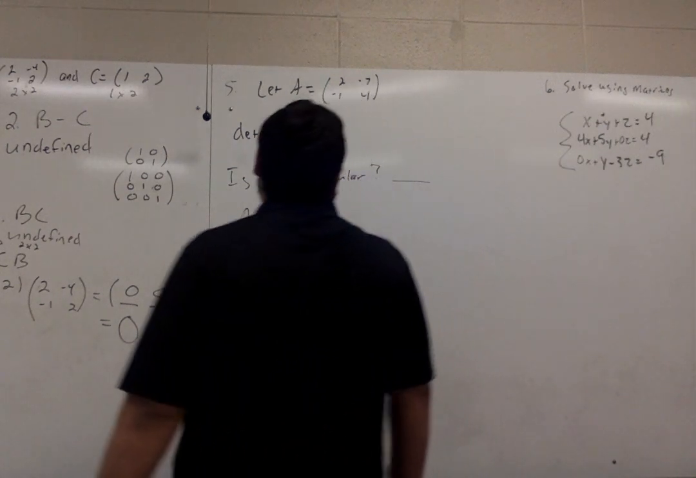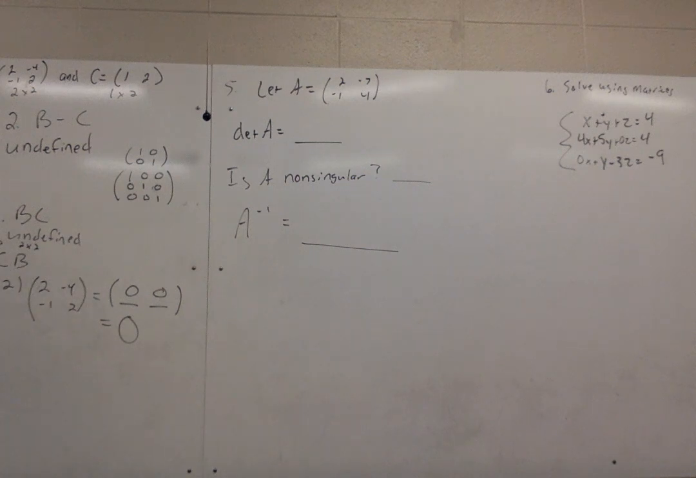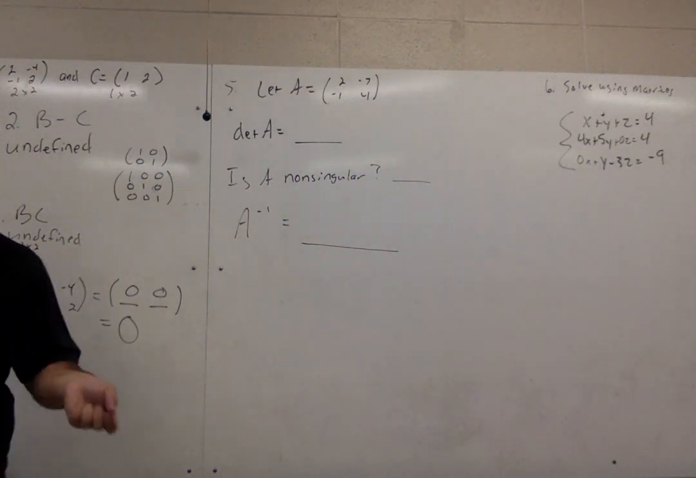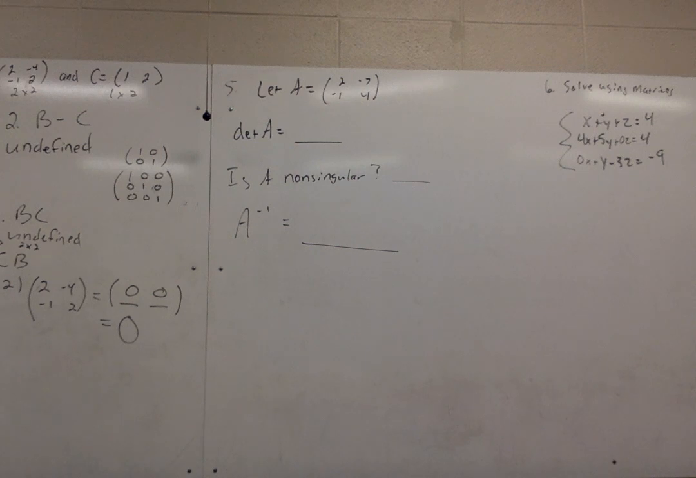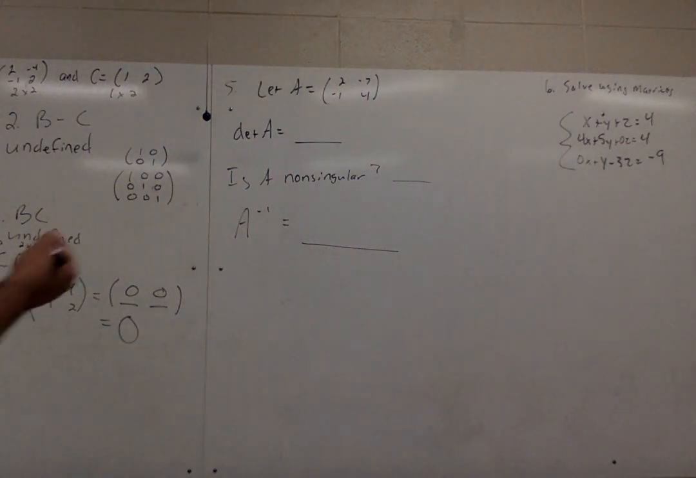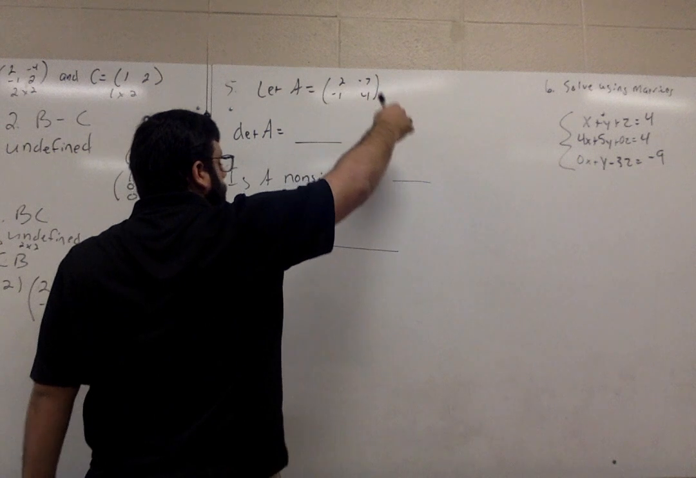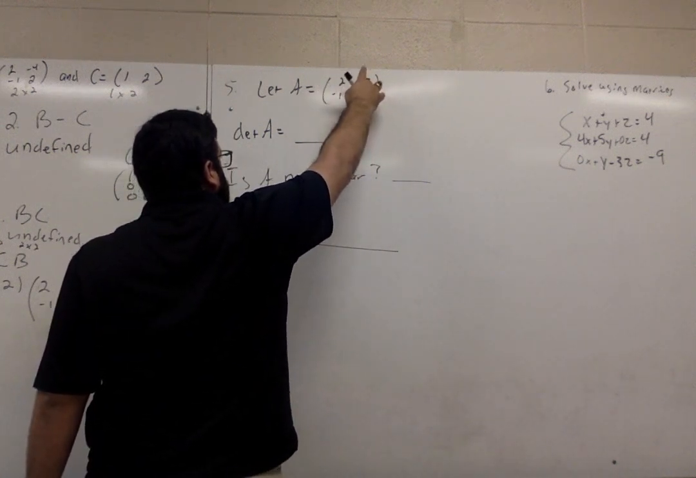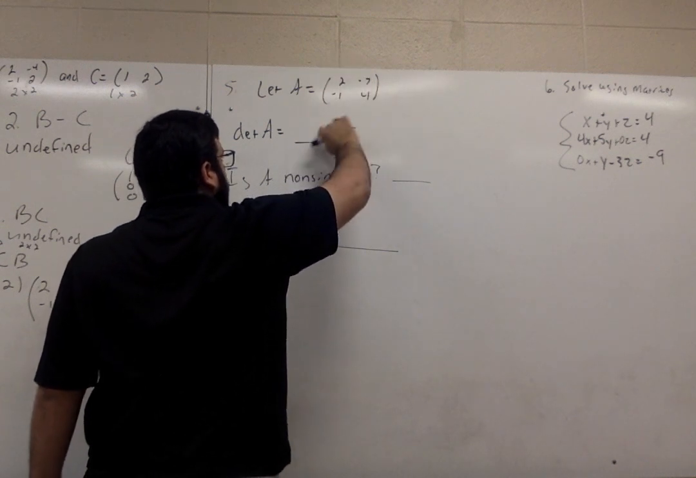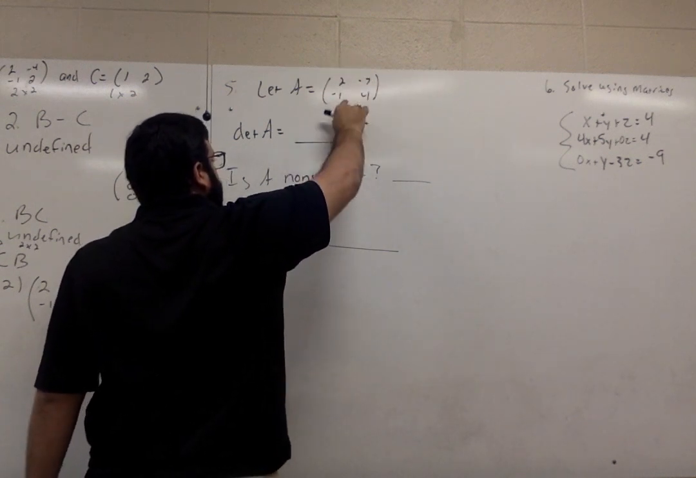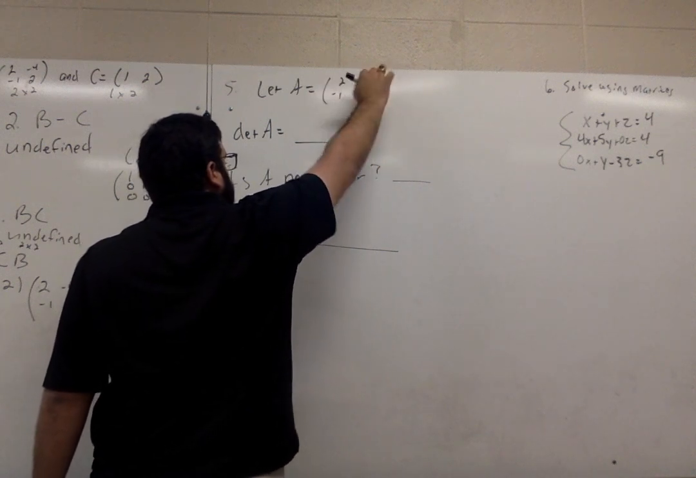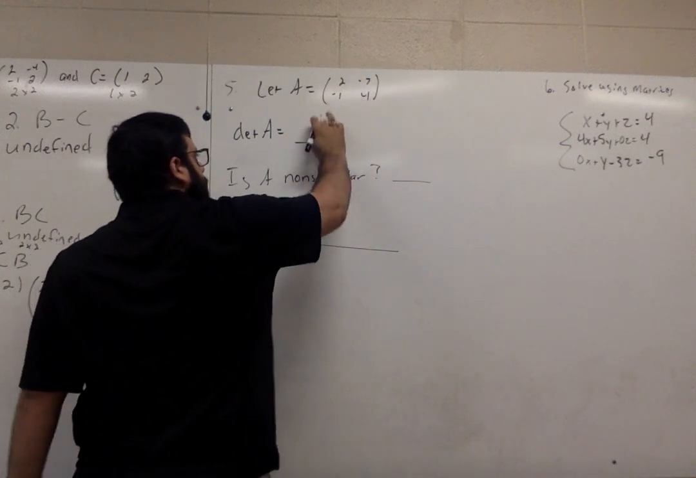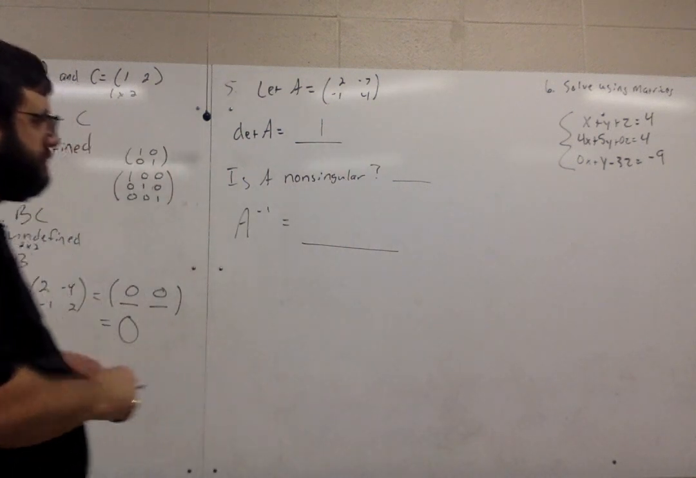Determinant of A. So this is a 2 by 2 matrix, so determinants are pretty easy to find. If you're trying to find the determinant of a 3 by 3 matrix, you can either do that by hand or you can do that in the calculator. I'll show you that on the last problem. Okay, so for a determinant, you cross multiply and subtract. So this times this minus this times this. Okay, so 2 times 4, that's 8. -1 times -7, that's positive 7. So 8 minus 7, that's 1.